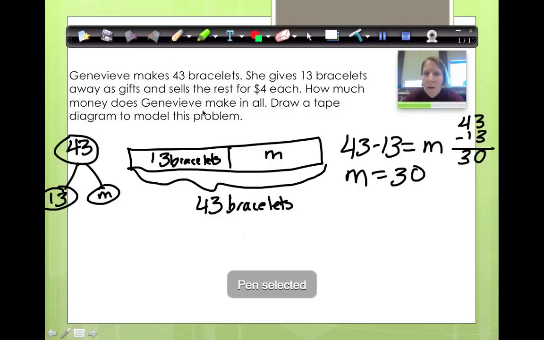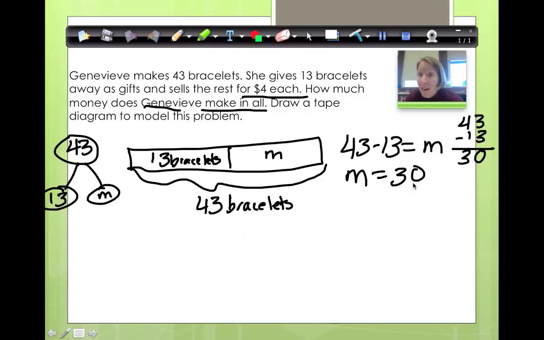Well, it says that they're $4 each. And I want to know how much money she makes. So do I want to divide or multiply? Totally want to multiply, don't I? I don't want to divide. I've already given the ones away. I want to know how much money she's going to make. All right, so let's do that. 30 bracelets times $4 a piece. It's going to give me how much money she makes.